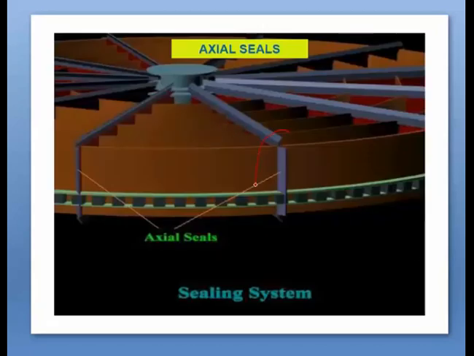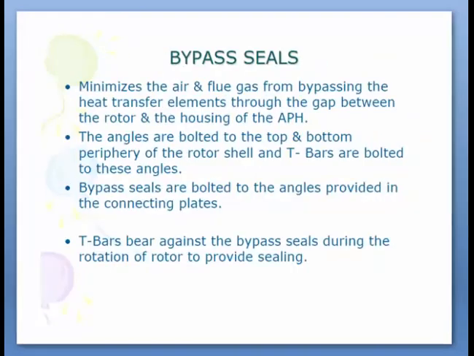So these are our axial seals. This is our axis, and they are along this axis. That's why they are called axial seals, and they prevent the leakage between this rotor and the housing of this rotor in the axial direction. The next seal is the bypass seal.